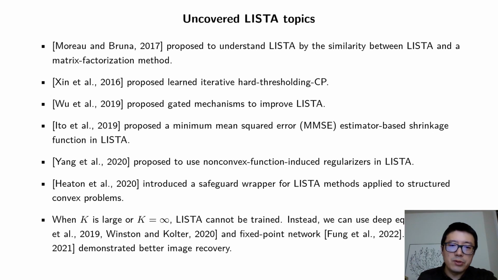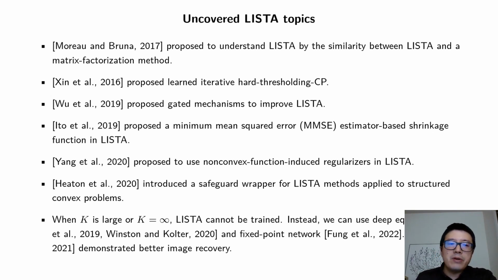And this paper proposed to use non-convex function-induced regularizers in LISTA, so you don't have to restrict yourself to L1 or other convex regularizers. You can use non-convex regularizers. One of our papers, by my students and Howard Heaton and others, introduced a safeguard wrapper for LISTA and similar methods, for learned ADMM, learned primal dual, and other learned operator splitting algorithms. This safeguard wrapper ensures that when you apply this network to unseen or out of distribution problems, you get at least the same performance as the traditional algorithm.